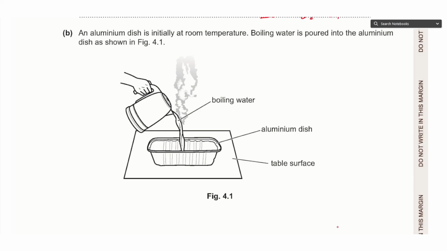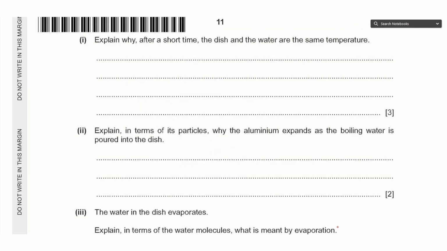Part B says an aluminum dish is initially at room temperature. Boiling water is poured into the aluminum dish, as shown in figure 4.1. Part I says explain why after a short time the dish and water are at the same temperature.